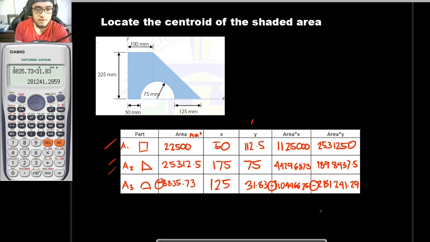After that, we would be getting the total area of all the figure right here. If we get the summation of these areas, we get the total area of this shaded area on the top. From that, 22500 plus 25312.5 minus 8835.73, that is equal to 38976.77.